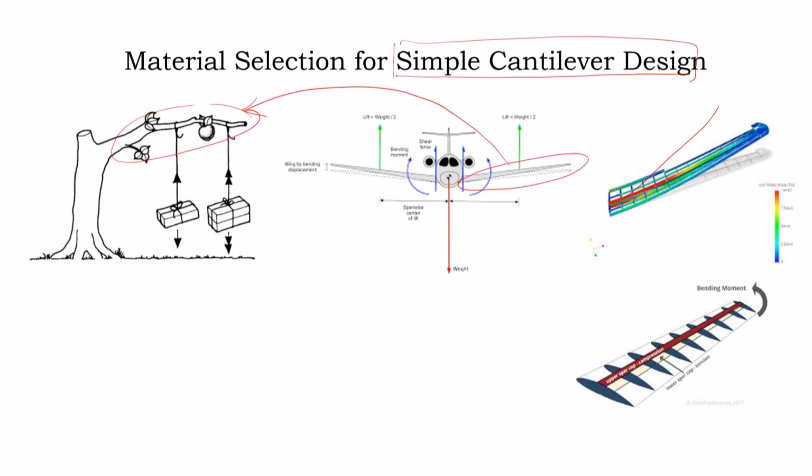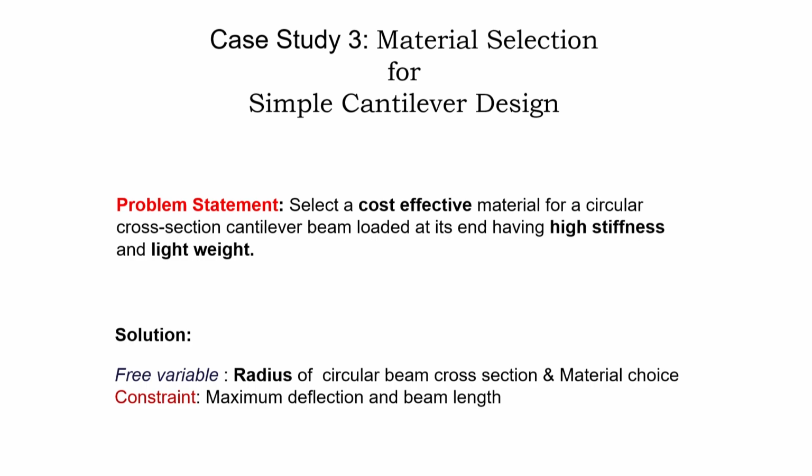Now, let us look into how, for a cantilever beam that is light and stiff, the problem statement would be. So, we have to select a cost effective material, keeping in mind high stiffness, but lightweight. And I will do this problem in different ways, like suppose first we consider this entire problem for a circular beam cross section.